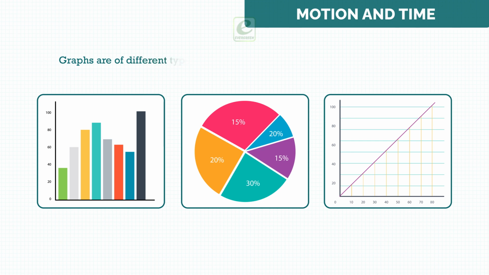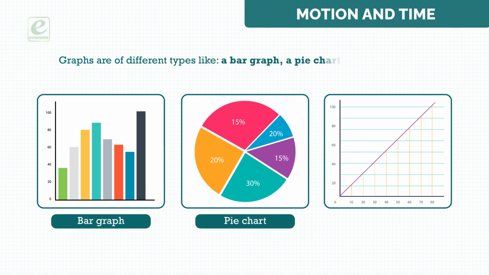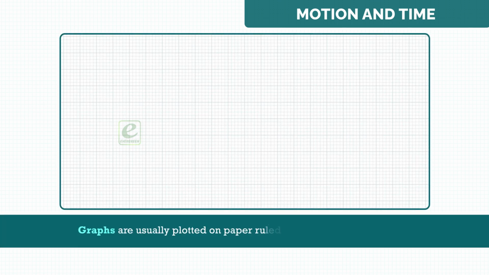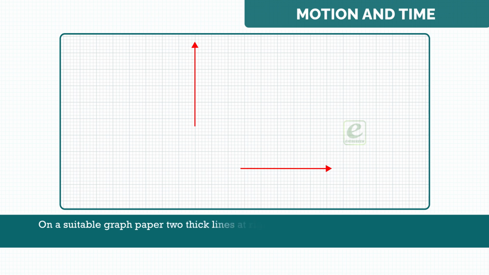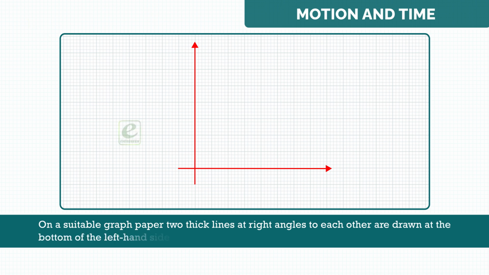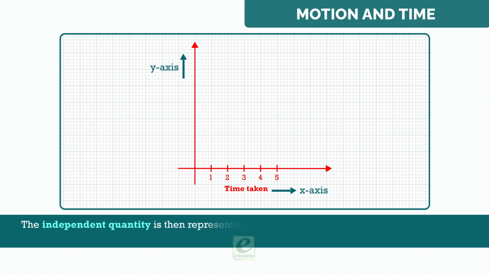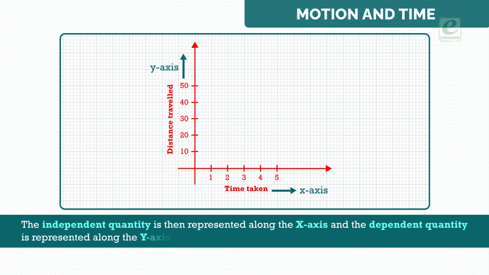Graphs are of different types, like a bar graph, a pie chart, or a straight line. Plotting a graph. Graphs are usually plotted on paper ruled in millimeters or in squares. On a suitable graph paper, two thick lines at right angles to each other are drawn at the bottom of the left-hand side of the paper to indicate the two axes, x and y axis. The independent quantity is then represented along the x-axis and the dependent quantity along the y-axis.